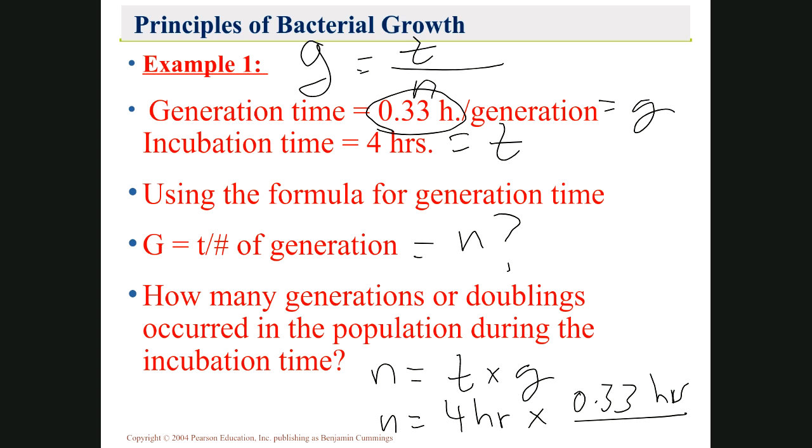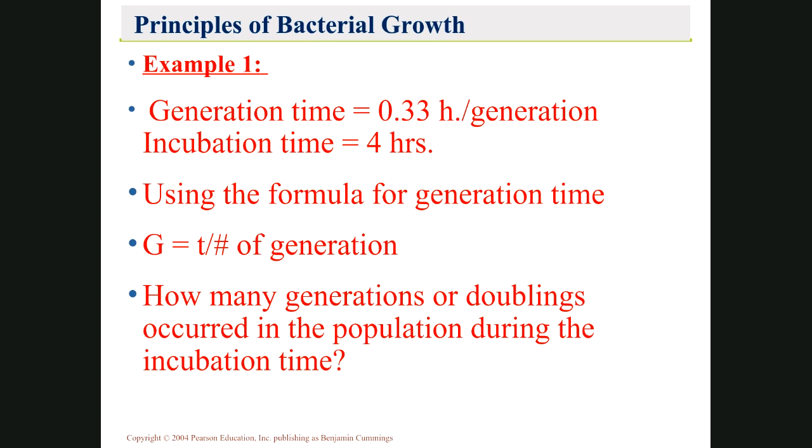Make sure I'm doing this right. Give me just a second. Oh, yeah, my math is wrong. Give me just a second. Let me clean this out really quick. Okay, so G equals T over N. I want to solve for N, which means that we're going to have T over G. That will make more sense.